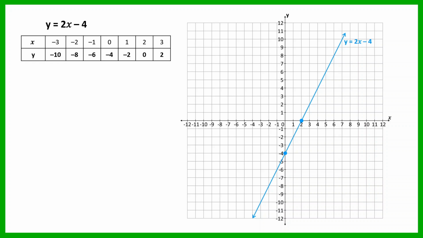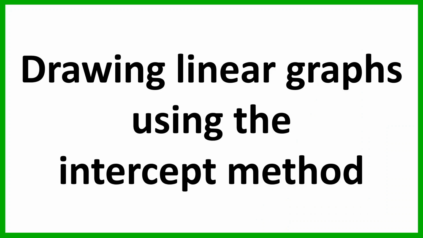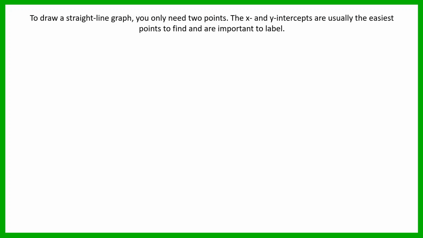The x and y intercepts are often the easiest to find, and so that's why we use the intercept method to draw linear graphs. The x and y intercepts are usually the easiest points to find, and they're important to label as well. So it makes sense for those to be the points that we're going to find. So when we're going to draw a graph using the intercept method, we need to find the two intercepts.